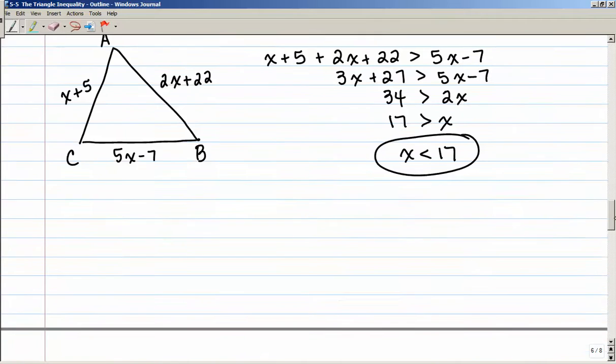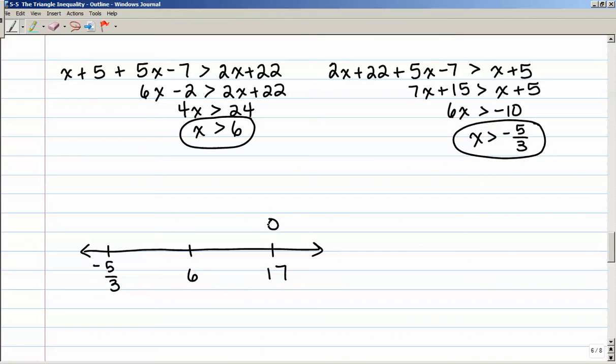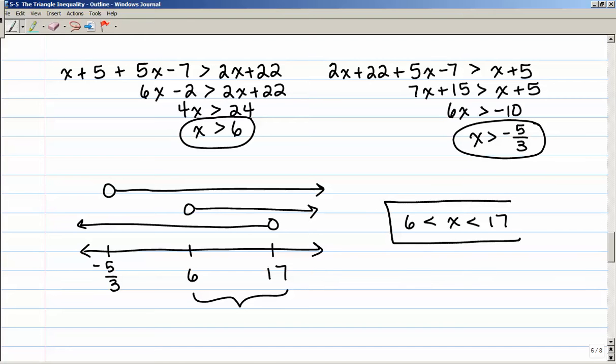So going back to my first inequality, x is less than 17. It looks like this. X is greater than 6, and x is greater than negative 5/3, and the region where they overlap each other is right in here. So x has to be some value between 6 and 17.